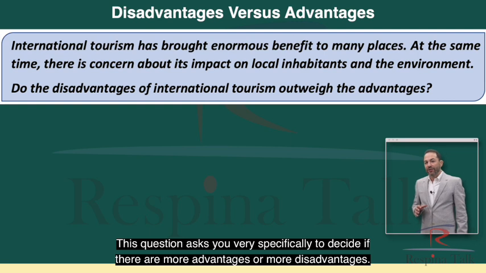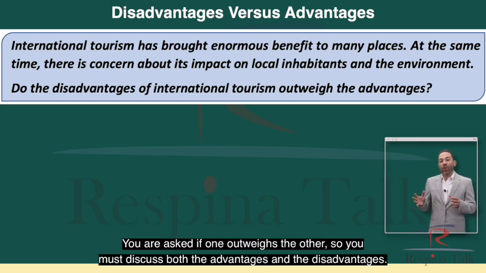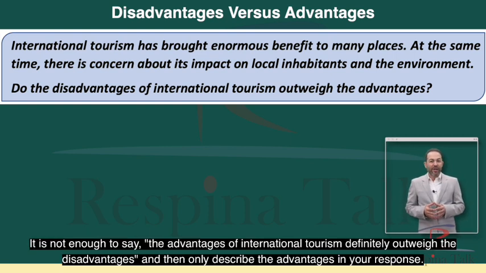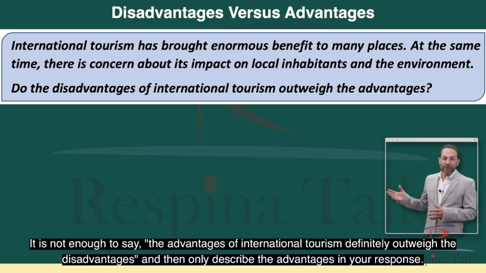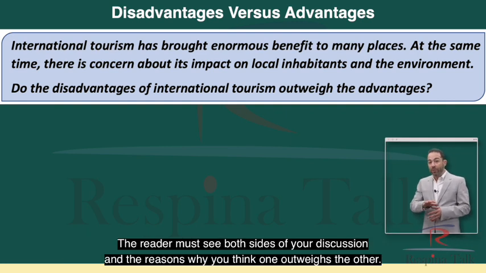This question asks you very specifically to decide if there are more advantages or more disadvantages. You're asked if one outweighs the other, so you must discuss both the advantages and the disadvantages. It's not enough to say the advantages of international tourism definitely outweigh the disadvantages, and then only describe the advantages in your response. The reader must see both sides of your discussion and the reasons why you think one outweighs the other.